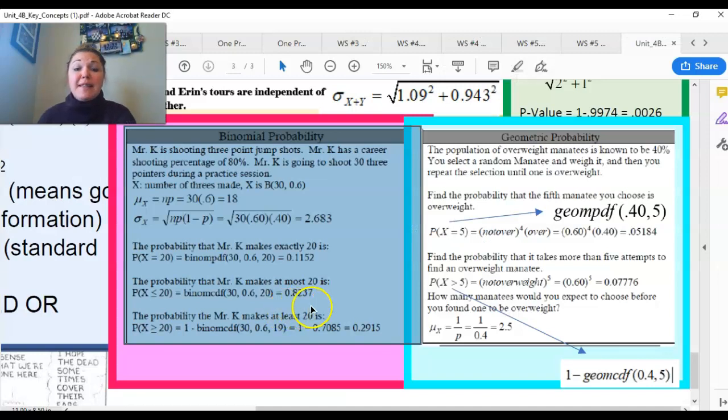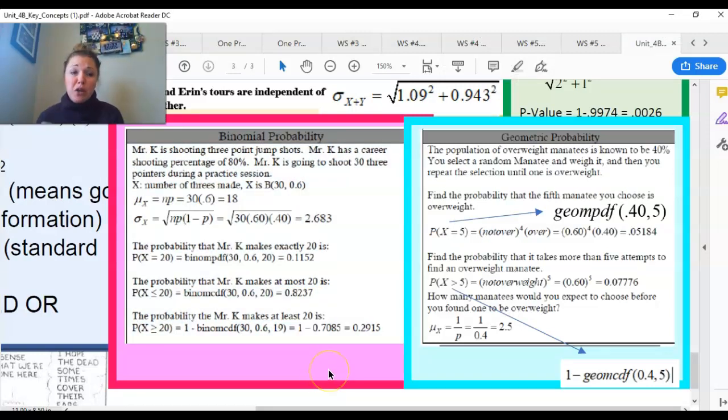The probability that Mr. K makes at most 20. Just make sure you know at most means less than or equal to 20. We've talked a lot about this in class, and refer to your notes as well. Whenever it's less than or equal to, that's what the calculator does. The calculator does not do less than. It does not do greater than. It does not do greater than or equal to. It only does less than or equal to, as a CDF. It does do equal to as a PDF. But anytime you have an inequality, whether it's greater than or less than, you need to somehow make it a less than or equal to.